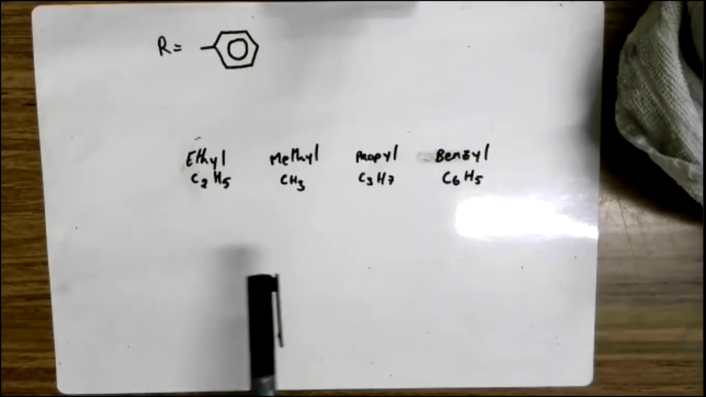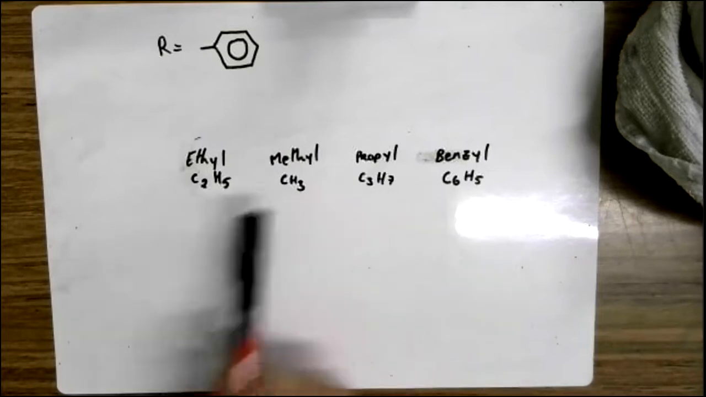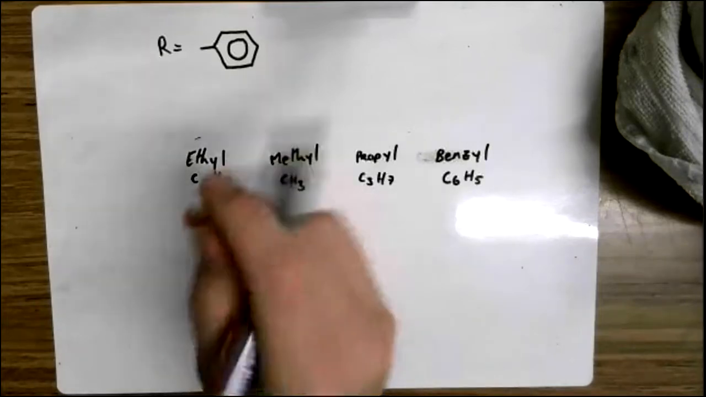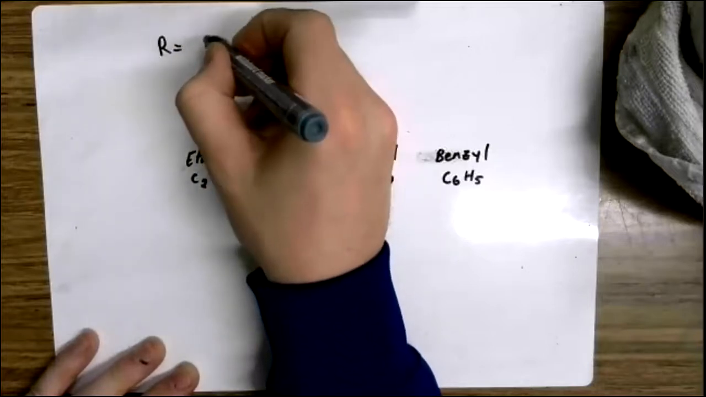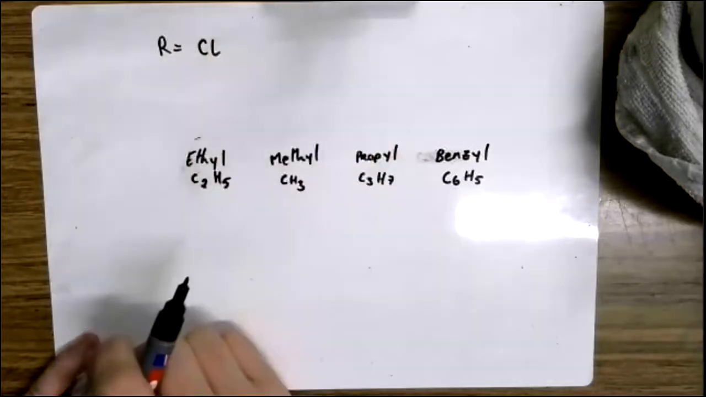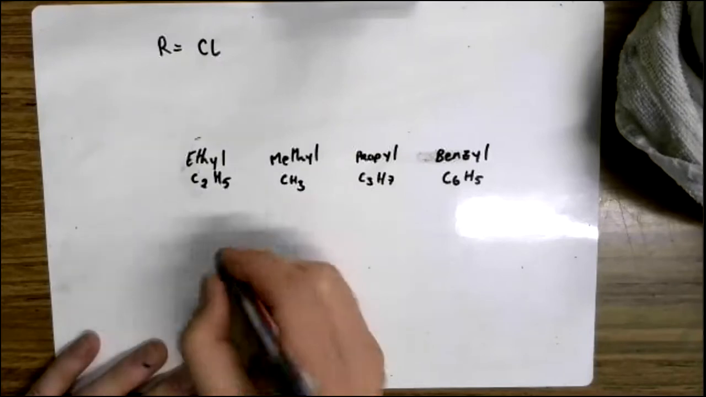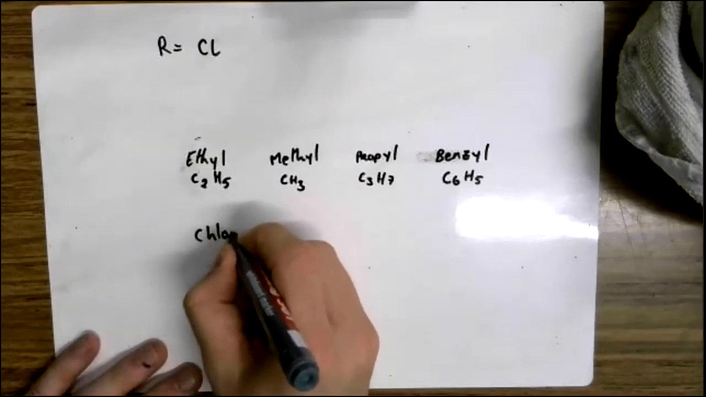There are some times where you can have groups attached that are not carbon-based. For example, if OR was equal to a chlorine, Cl. If the OR group was a chlorine, then this would be chloro.